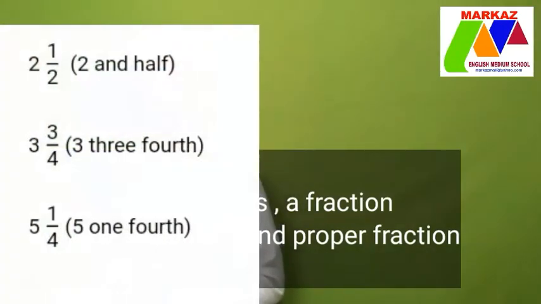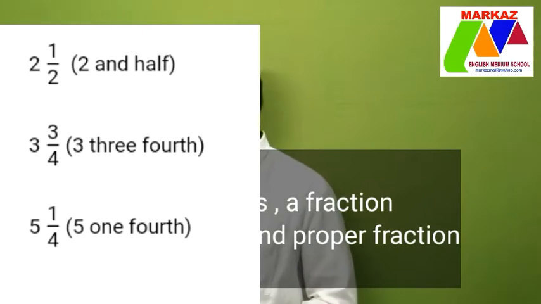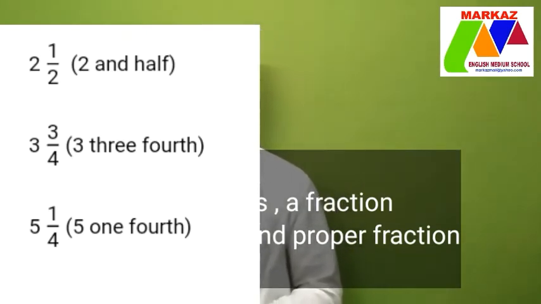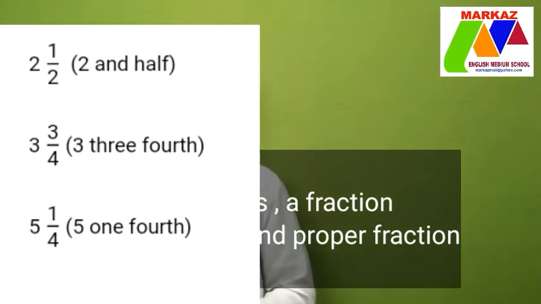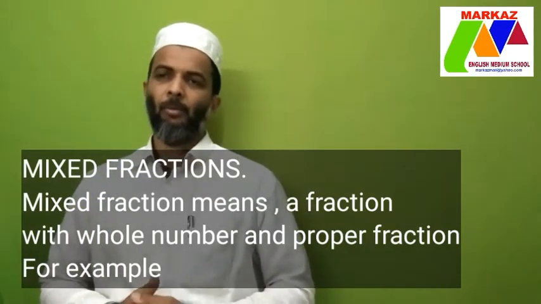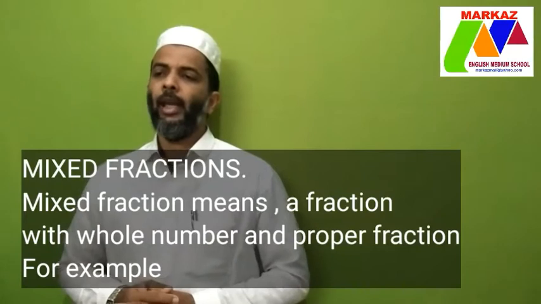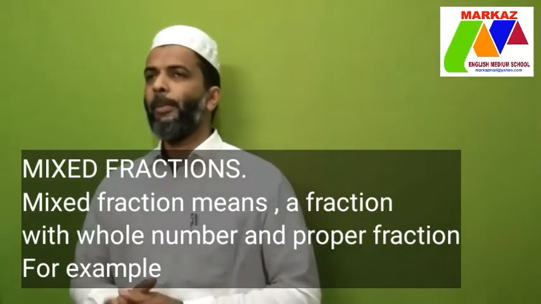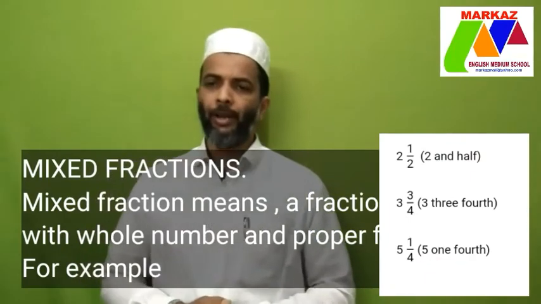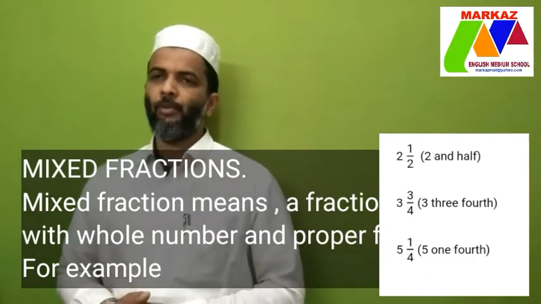For example, 2 and a half, 2, 1 by 2. 3 and 3/4. 5 and 1/4. A fraction that has a whole number and a proper fraction, we call a mixed fraction. Pause the video and write the statement. A fraction with a whole number and a proper fraction is called a mixed fraction. For example, 2 and a half, 3 3/4, 5 1/4.